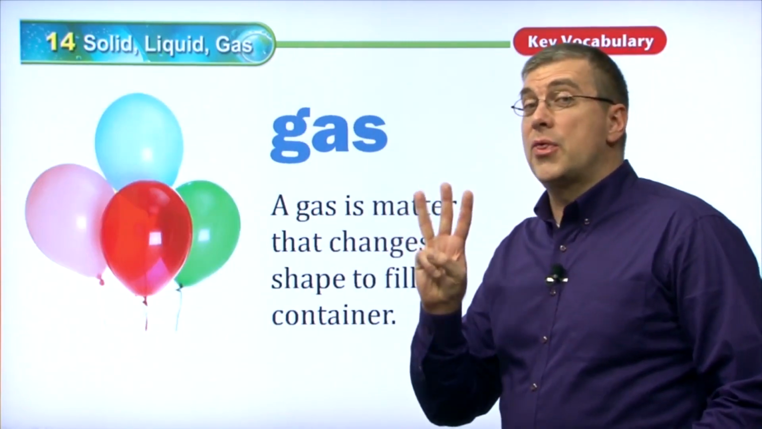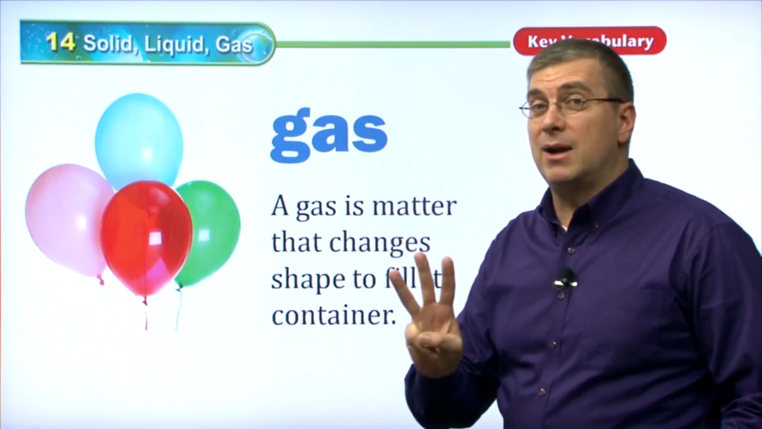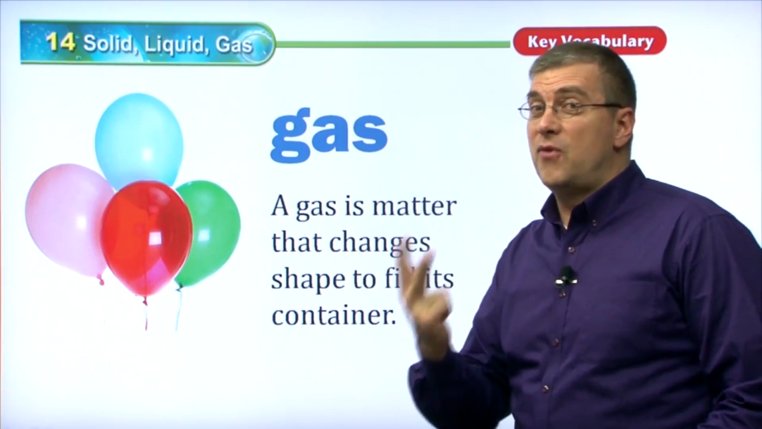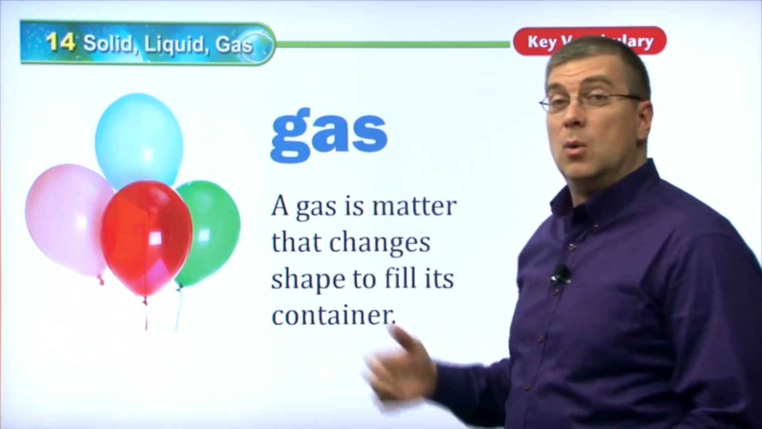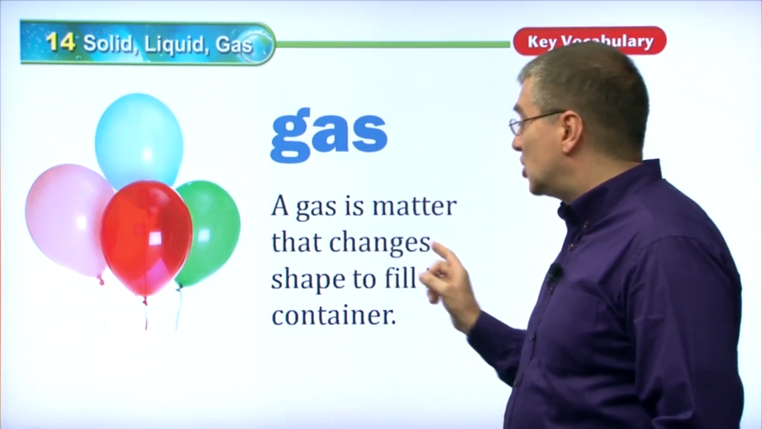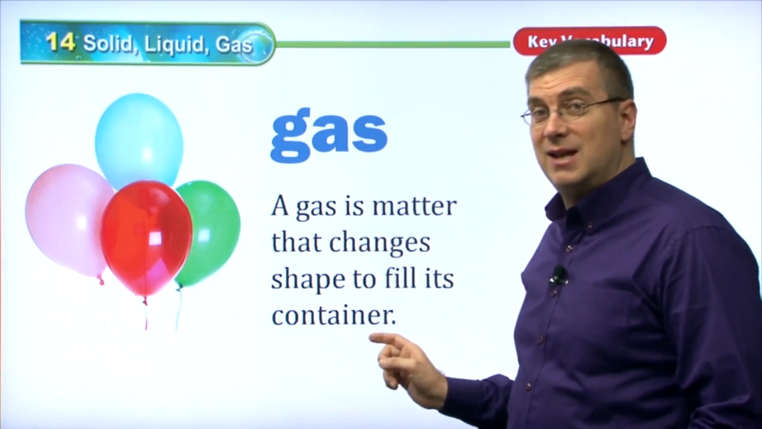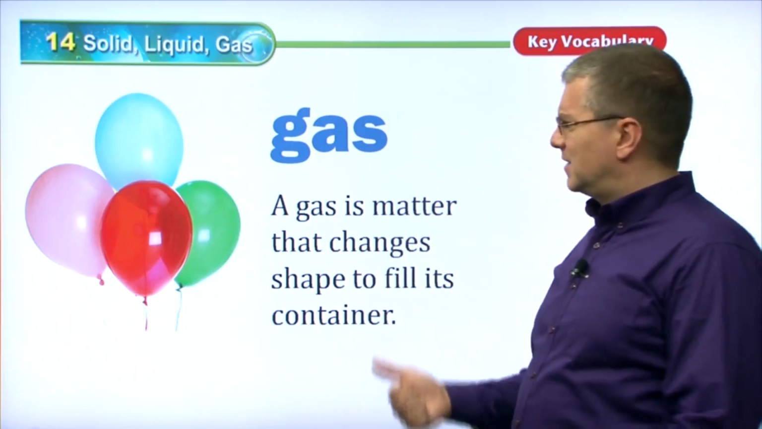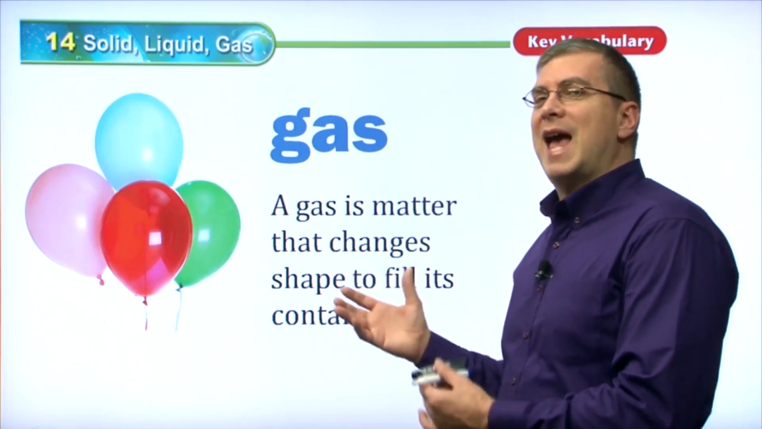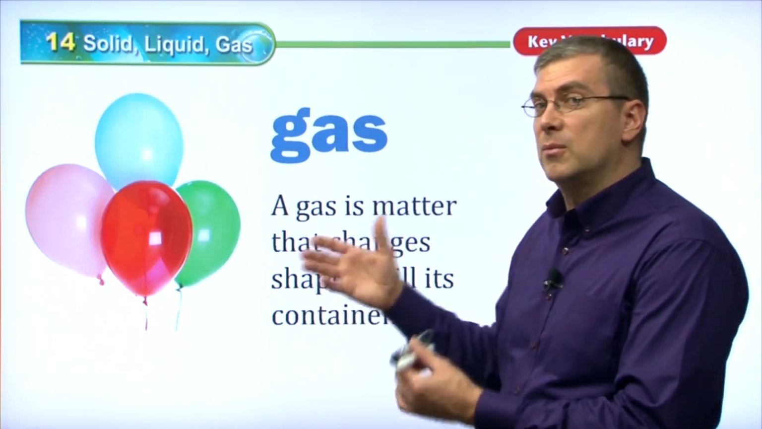Okay, and then there's our third form of matter. We talked about solid, we talked about liquid. The third form of matter is a gas. What is a gas? A gas is matter that changes shape to fill its container. Hey, wait a minute. That's the same definition as liquid, right? But what is unique about gas? What makes gas different from liquid?